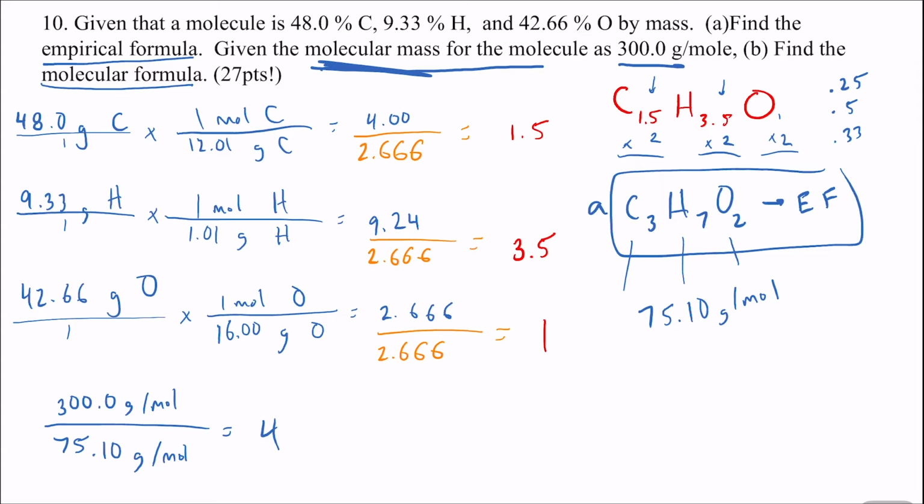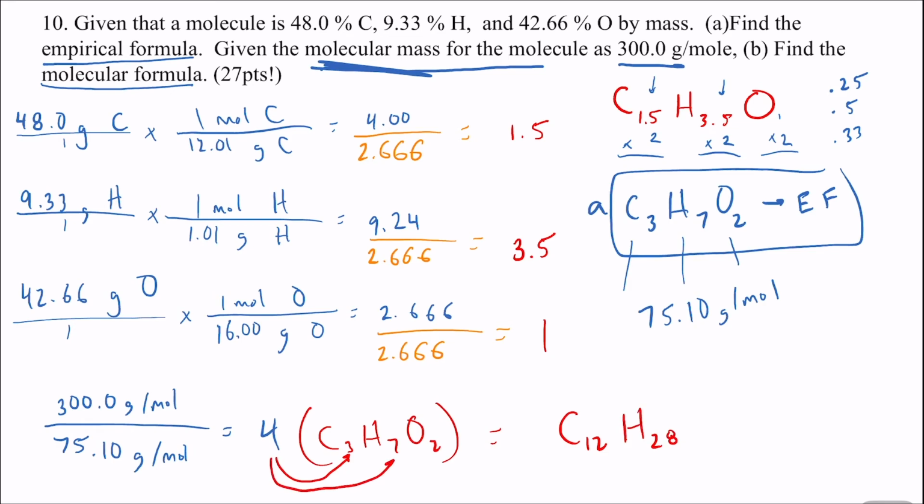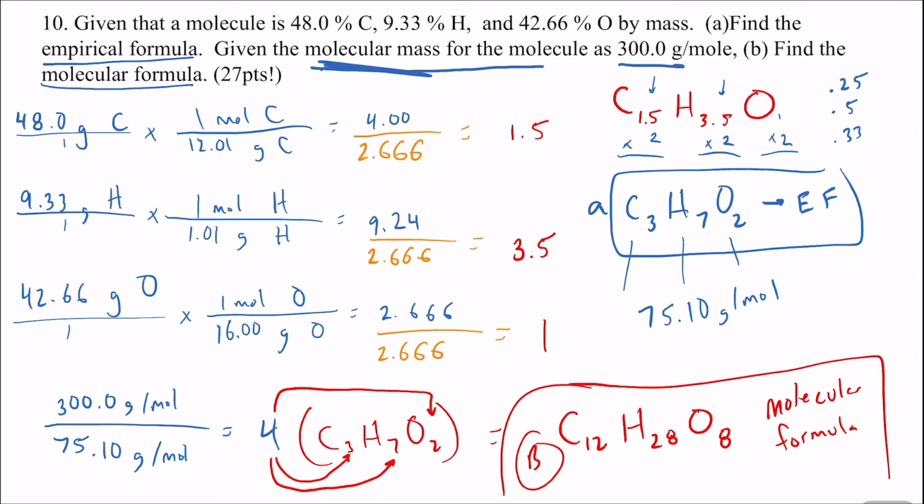And then with that 4, same as before, C3H7O2. We're going to multiply these all out, so we'll get C is going to be 12 because 4 times 3. We're going to get H is going to be 28, which is a big number, but that's okay. 4 times 7, we get 28. And then oxygen is going to be 4 times 2, which is going to give us 8, and that's going to be our molecular formula. And that's going to be B. Okay, so we figured out number 10. Long one, but we got it.